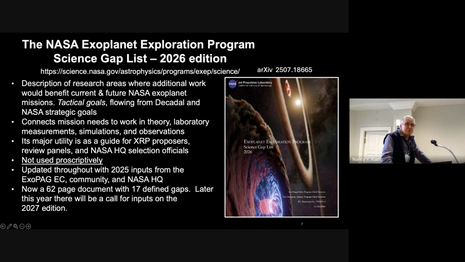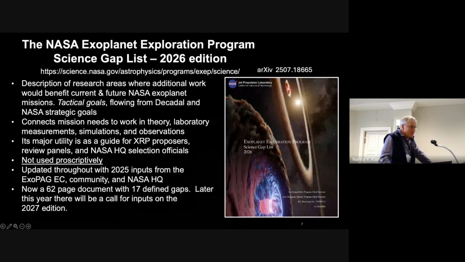NASA headquarters uses our exoplanet science gap list for the XRP proposers, giving the proposers a chance to relate what they want to do to the goals that NASA has. We are not smart enough to think of everything that would be good in exoplanet science, so you should always propose your own idea, because you'll maybe come up with something that we didn't. But we want to help the selection officials, review panels, and the proposers understand what NASA would like to see.